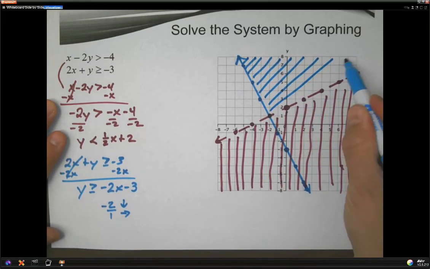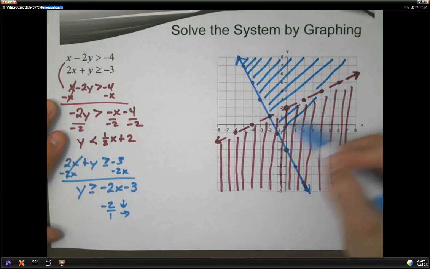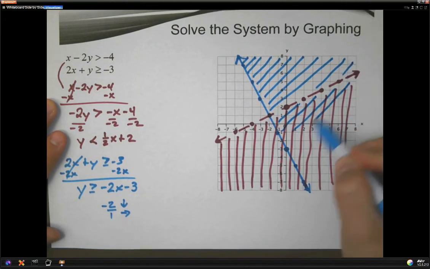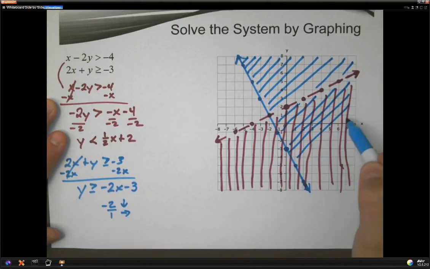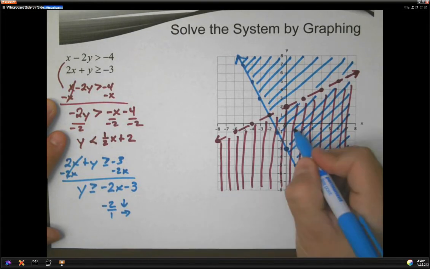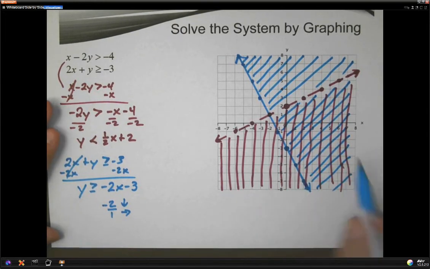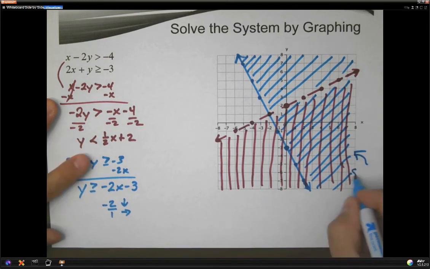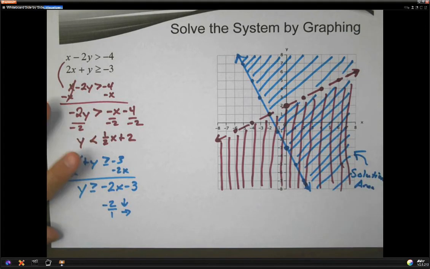And remember, the whole goal of this is to look for things that are in both shaded regions, where both shadings overlap. And so again, this is our solution area. And again, you can always test that if you're not sure you have the correct shaded region. And I'll show you this.